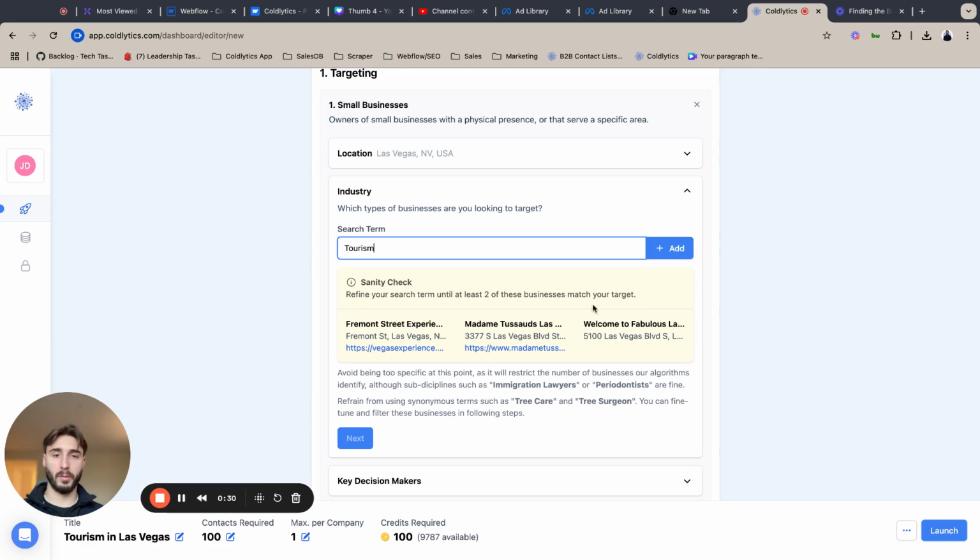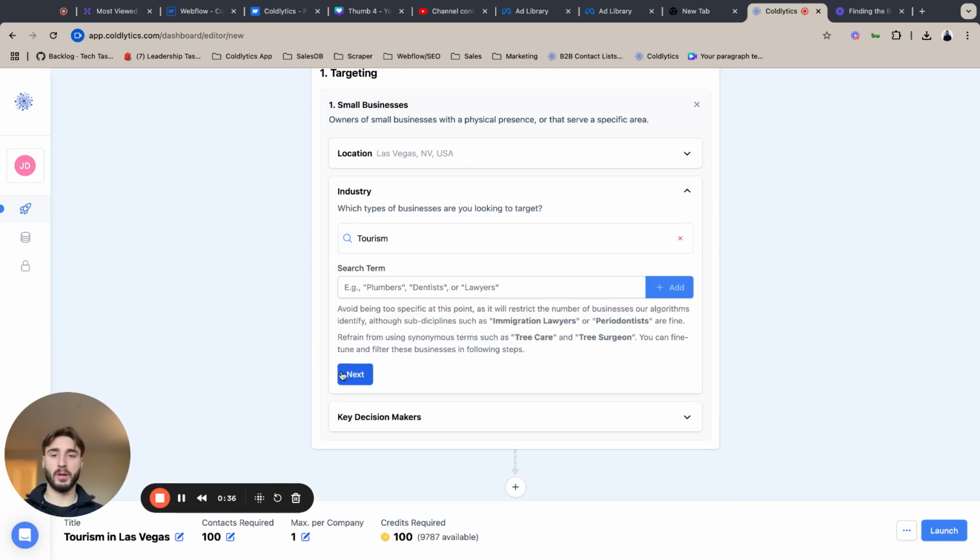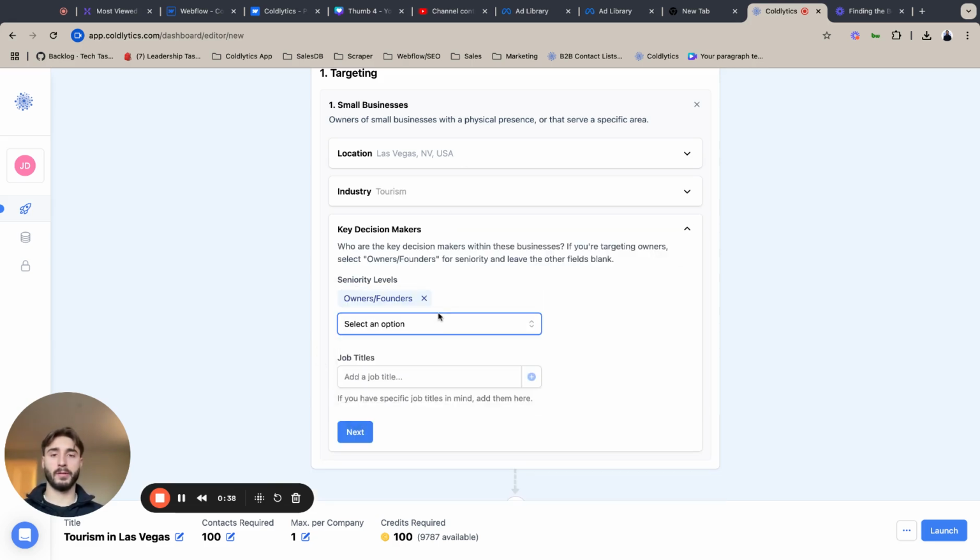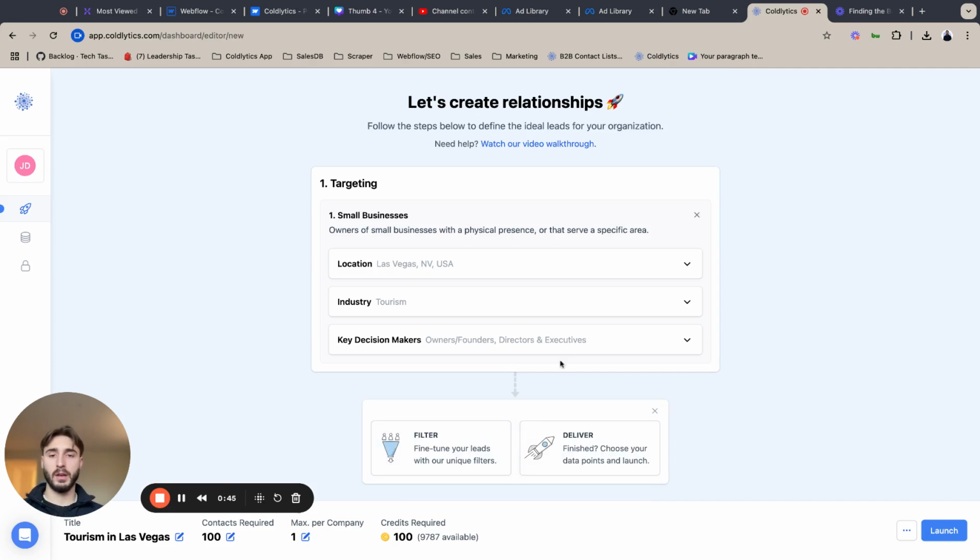The sanity check will provide us with these businesses, just so maybe we can change around our keywords if it's not exactly what we're looking for. I'm happy with this though. Next, key decision makers: we're looking for owners and founders and directors and executives. We are targeting the owner, but in case they have a C-suite title, it'll cover for this case.